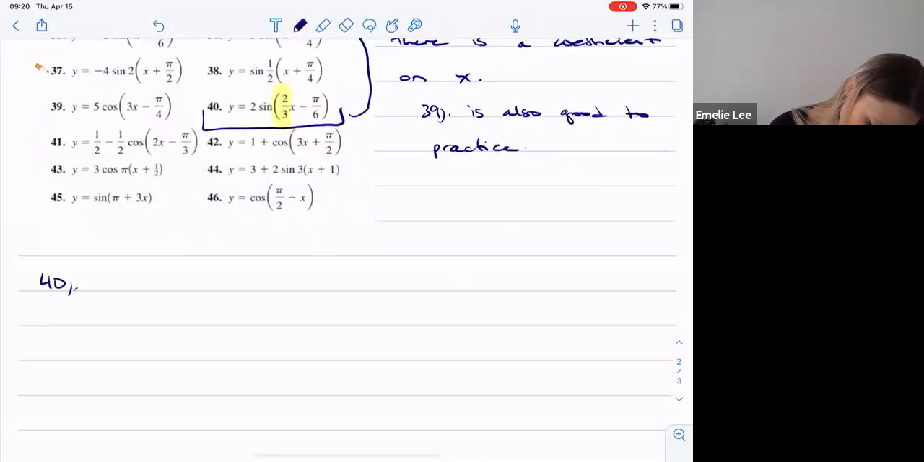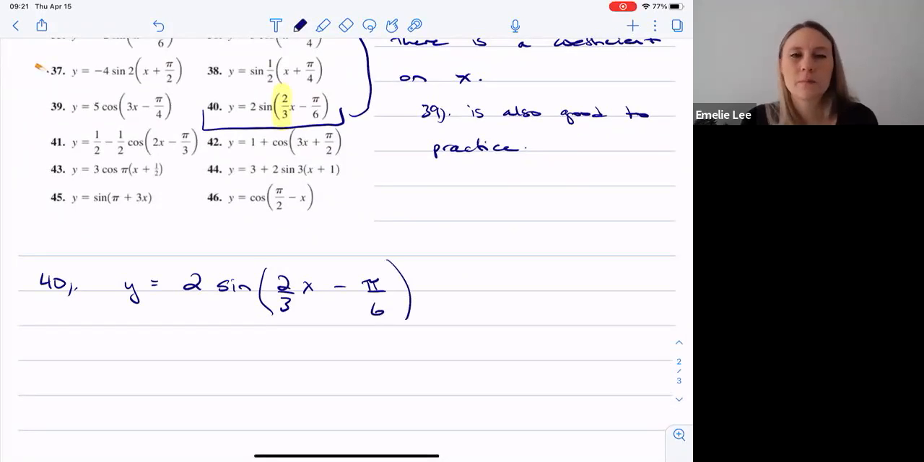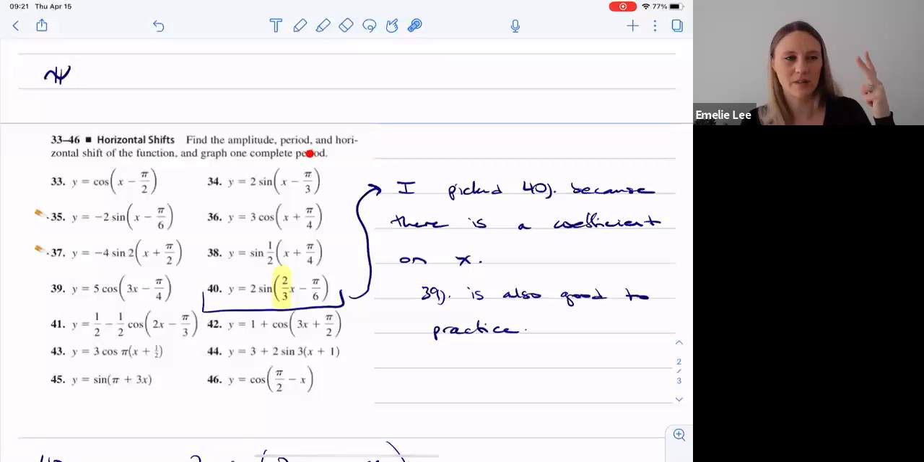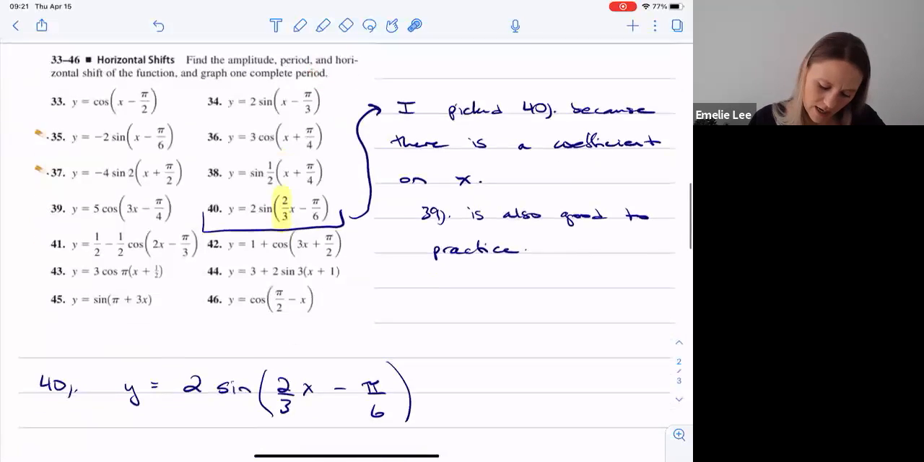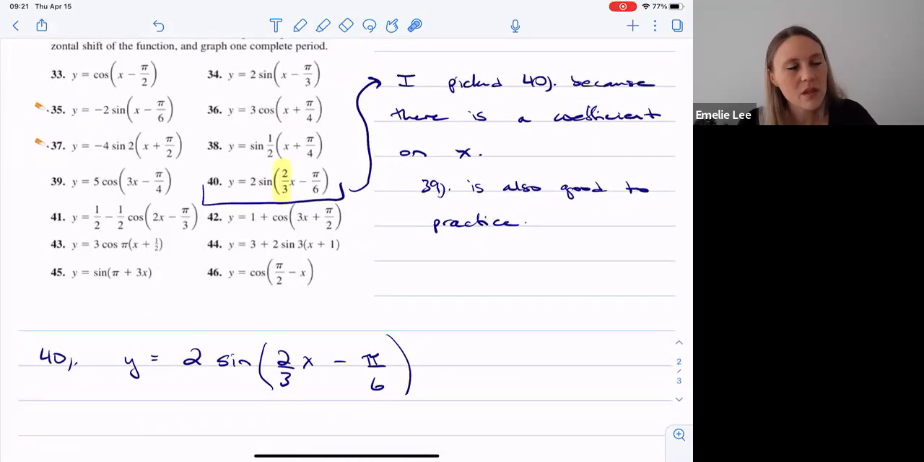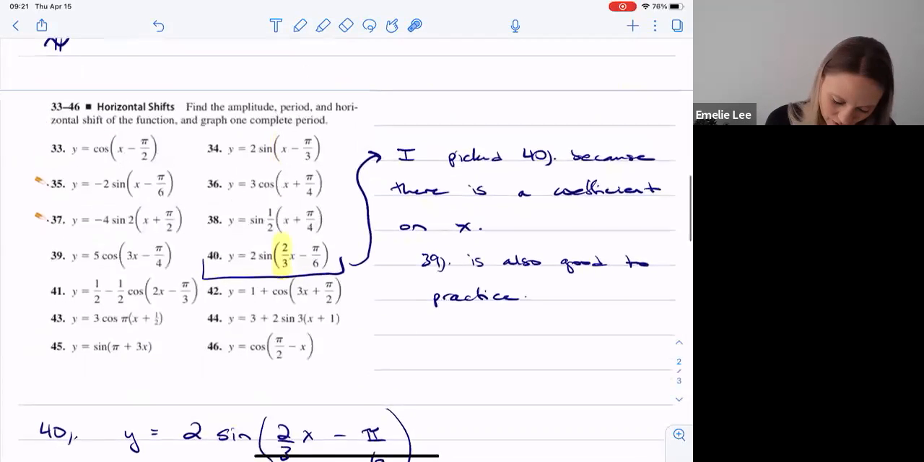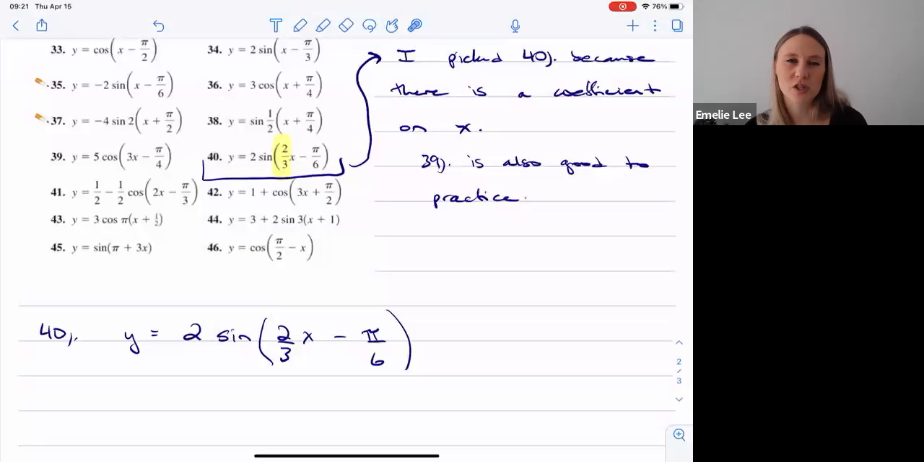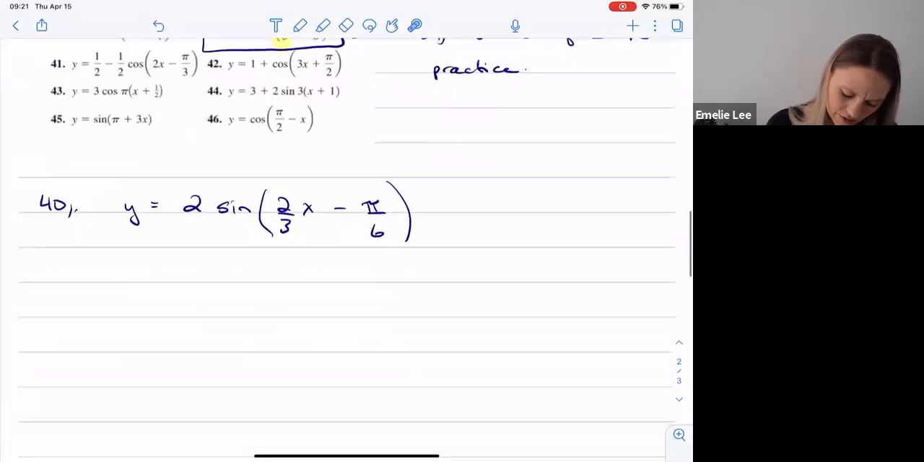So 40, let's write it out here. We have y equals 2 times the sine of 2 over 3x minus pi over 6. Okay. So we're asked to find the amplitude, the period, and the horizontal shift of the function, and then we're going to graph one complete period. We're going to use Desmos because you're on WebAssign, right? You just pick the right graph. So we're not actually graphing, but we'll just use Desmos. Okay, so to find the amplitude, the period, and the phase shift, or the horizontal shift. Horizontal shift can be called phase shift, right? So just keep an eye out for that.